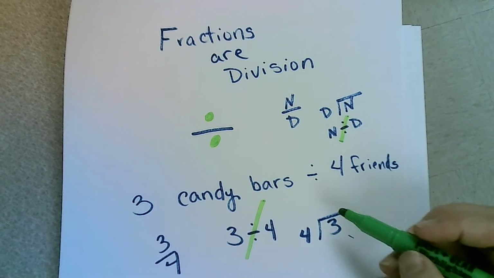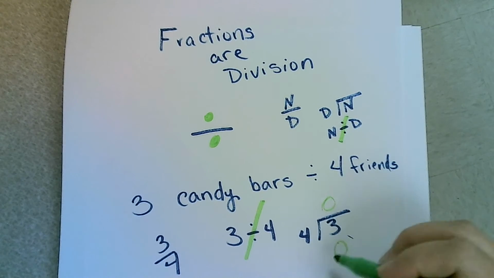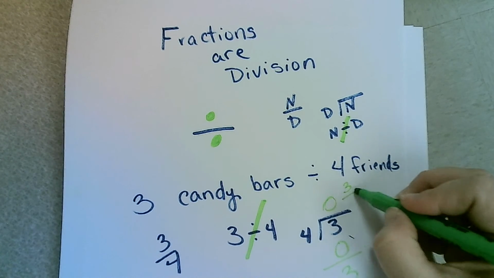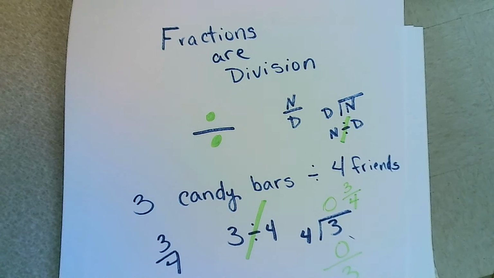Could I go ahead and solve this? Yeah, it goes in 0 times. 0 times 4 is 0. Subtracting it from 3, well, we put our remainder over our divisor. So it's still 3/4. But you do not have to work it out. Just put the slash because fractions are division.